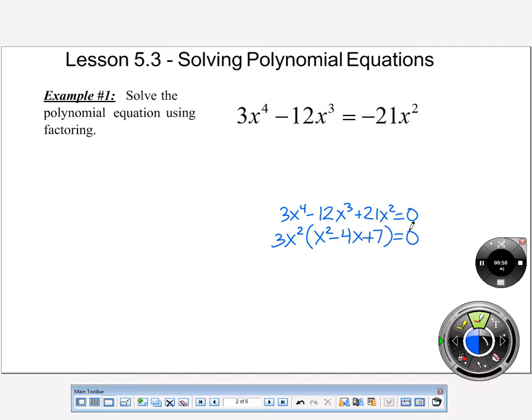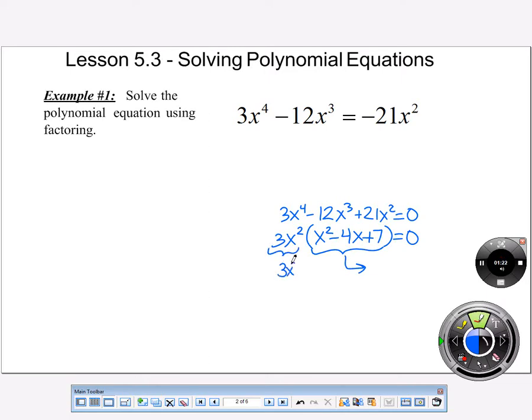And then I would want to work on the x squared minus 4x plus 7. Is it factorable? No. Can I use quadratic formula or completing the square on that portion? Yes, because now that portion is a quadratic, so I have lots of options for that area, right? So just focusing on this part for a minute, we already know what's going to happen here.